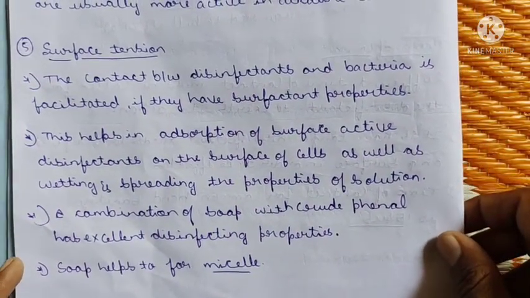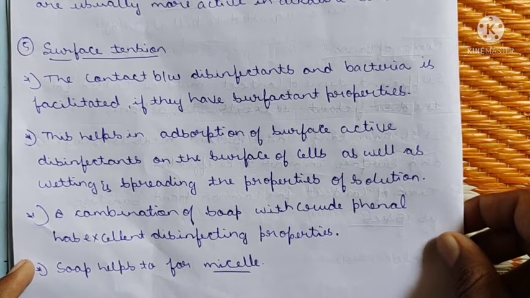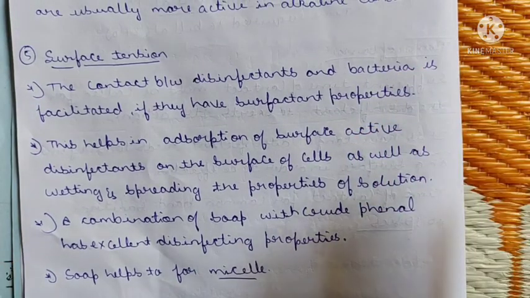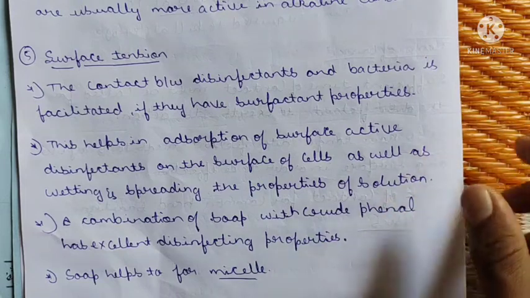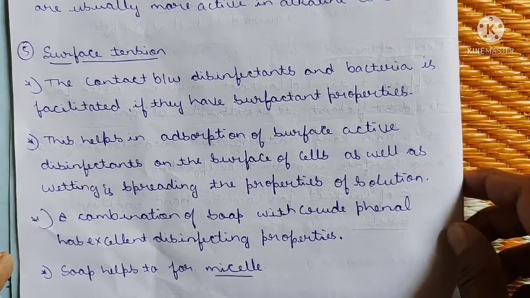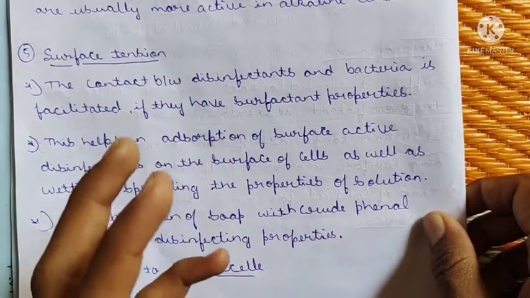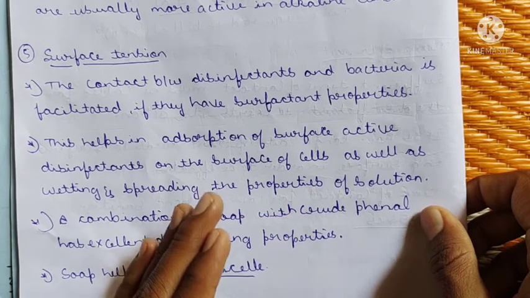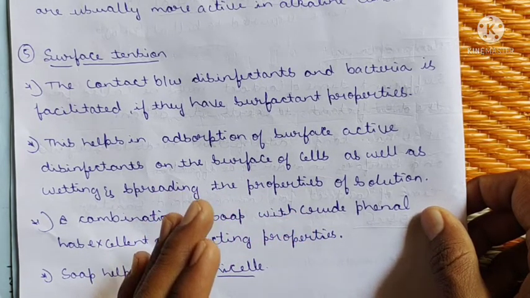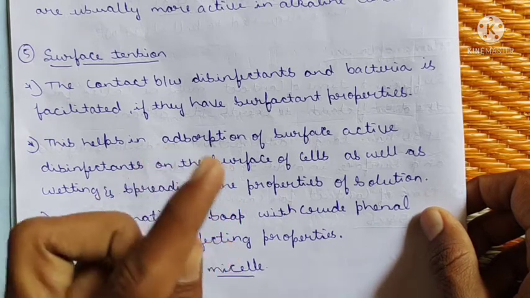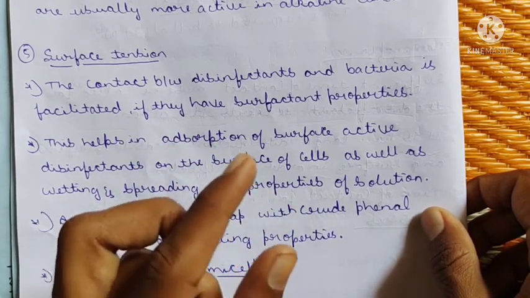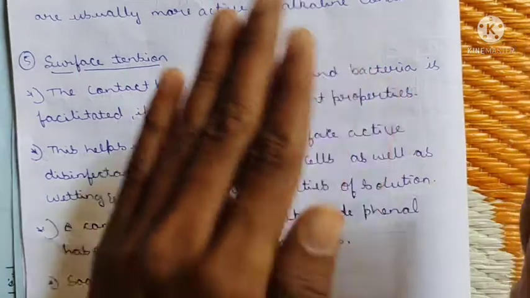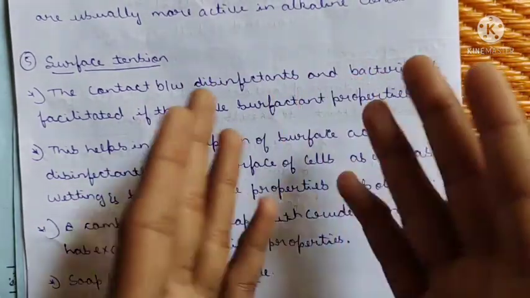Then the combination of soap with crude phenyl has excellent disinfecting properties. Soap and crude phenol have very good surface tension properties. Then soap helps to form micelles. A micelle means the round balls that you see forming. When you use some other soaps, like washing soaps or any type of soaps you use in your home, you will see that you form round colored balls. Those balls are micelles. They are formed by surface action, surface contact with the cloth or anything, my dear brothers and sisters, which you are using.